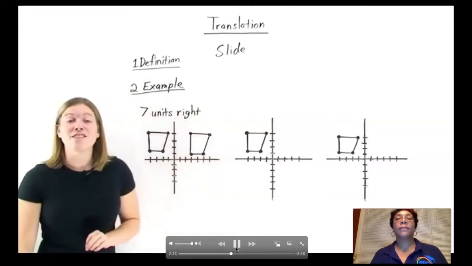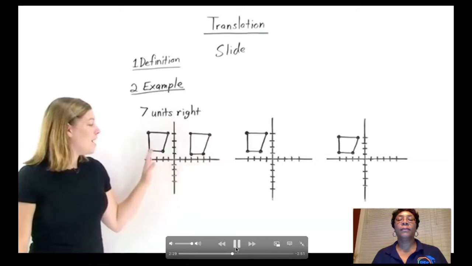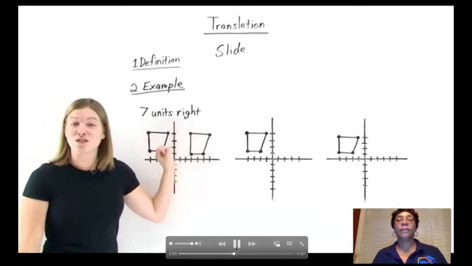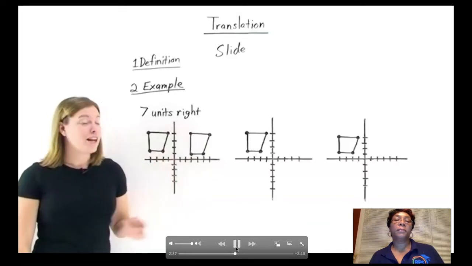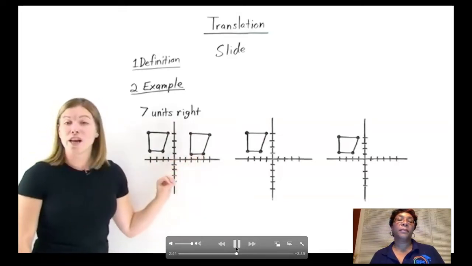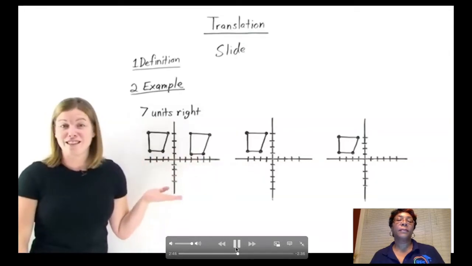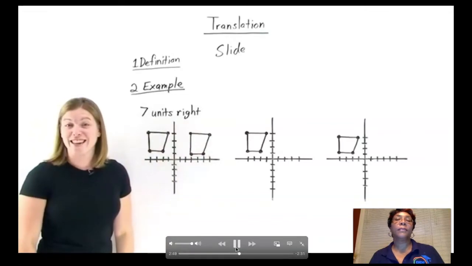The new figure is called an image. And an image is the same size and shape as the original figure. It's just moved 7 units to the right. And since we didn't reflect or rotate this figure at all, that means that this image is the same orientation as our original figure too. So pretty much it looks the exact same. It's just been translated 7 units to the right.